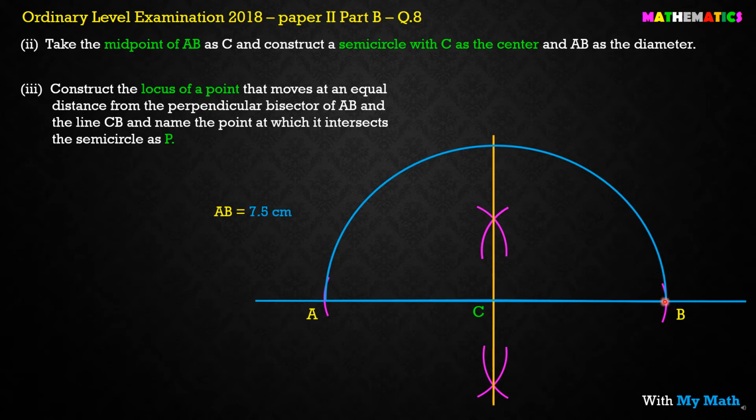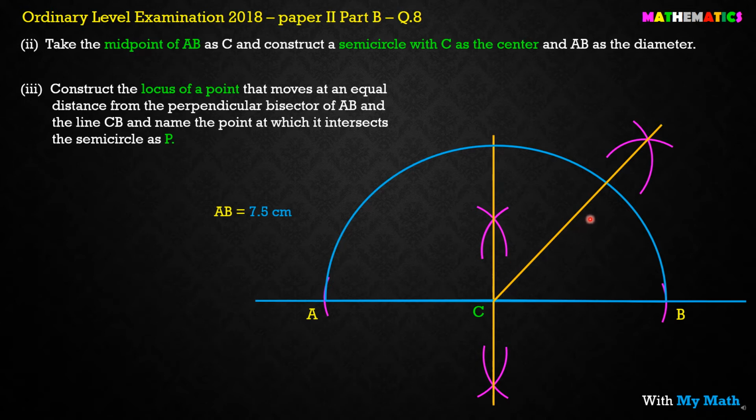So I just put my compass here and draw this arc, and also I put my compass here and again draw this one. So using a pair of compasses we can do it very easily. And also, as I already said earlier, we have a minimum of 2 points, so it is more than enough to draw a straight line like this. So this is the bisector of this angle, as well as the locus of a point that moves at equal distances from CB and the perpendicular bisector.